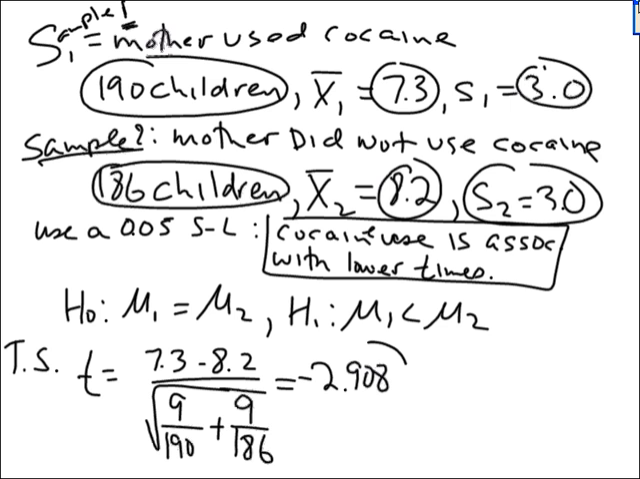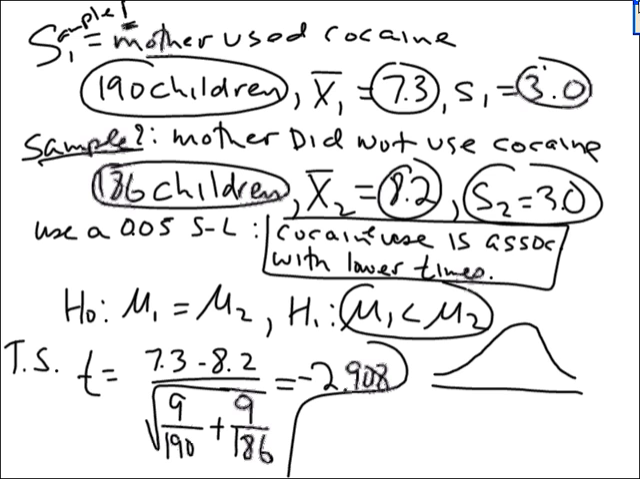Okay, and we hold on to that number. That's the test statistic. That's the cutoff. Now, since we want less than, it's a one-tailed test, and they told us to use a 0.05 significance level.